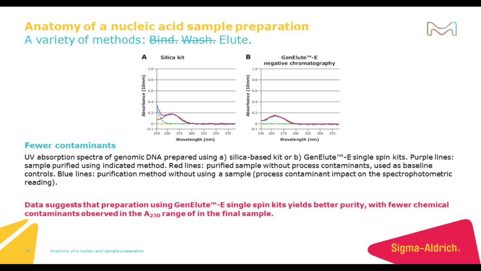Remember those pesky organic solvents and chaotropic salts from previous nucleic acid workflows? Shown here is an example of spectrophotometric data comparison between silica-based protocols and the GenElute E single-spin workflow. In purple is the sample purified by the different methods. In blue or teal is the purification without the sample being added. In red is the sample without any process contaminants. And in yellow is the background or the blank for this analysis. As you can see in this example, the process contaminants can be observed from the silica method in the OD230 range.